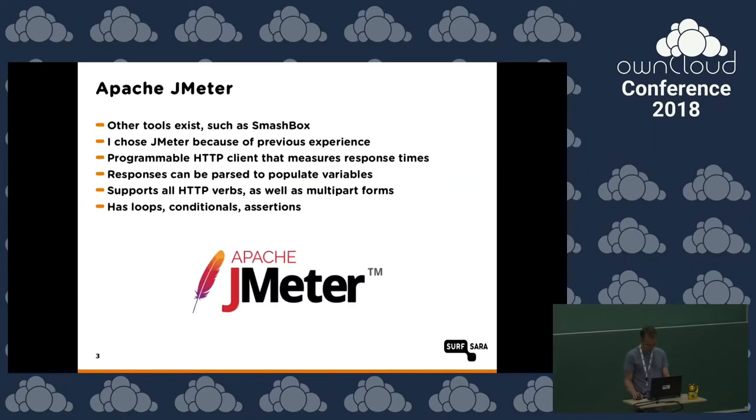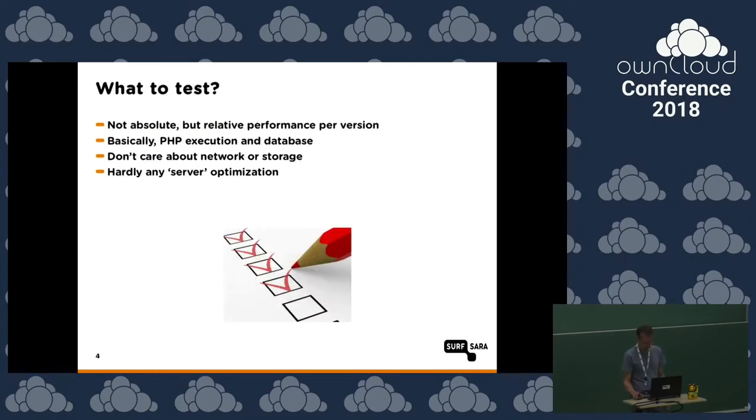Okay, so back to this. As I said, I'm not interested in the absolute performance. That would be interesting if I would be testing our production systems, but because I want to test these upgrades, I want to do the relative performance. What I specifically want to test also is the PHP execution and the database performance. I'm not really interested in the network or the storage, because when we upgrade, that's all going to stay the same. So that's not going to tell me anything different between those versions.